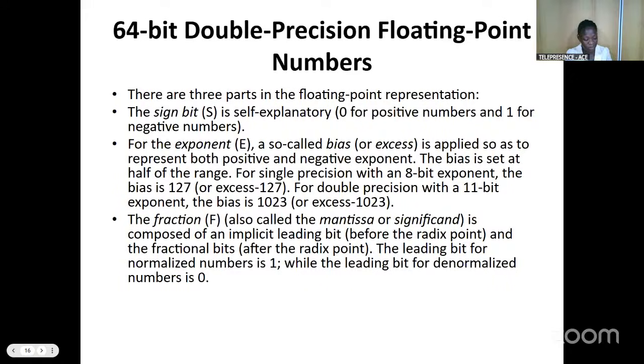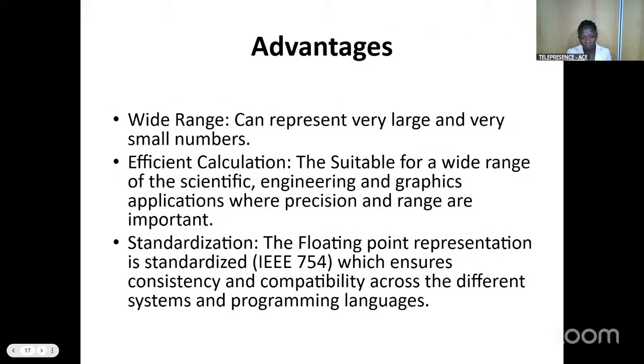So when it is normalized, the leading bit is 1, and when it is denormalized, the leading bit is 0. And for the advantages of why we are using the floating point number.